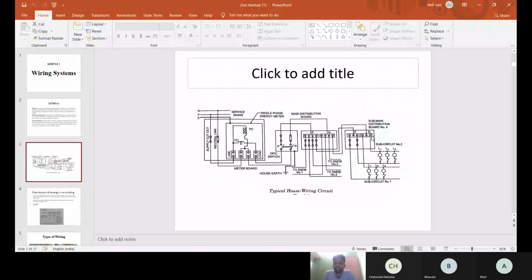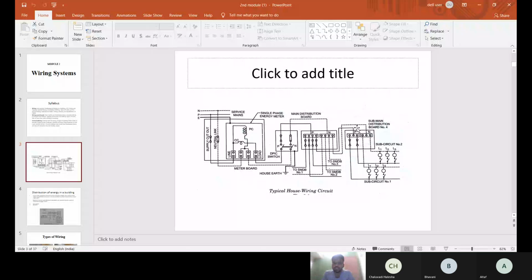That is, from the phase of one distribution board goes to the other phase of the distribution board, and from the neutral of this distribution board goes to the neutral of the other distribution board. And here also, the same phase of a distribution board goes to different distribution boards and also to the other distribution board. We need to divide the circuits based upon our ratings. That part I will discuss in the later slides.